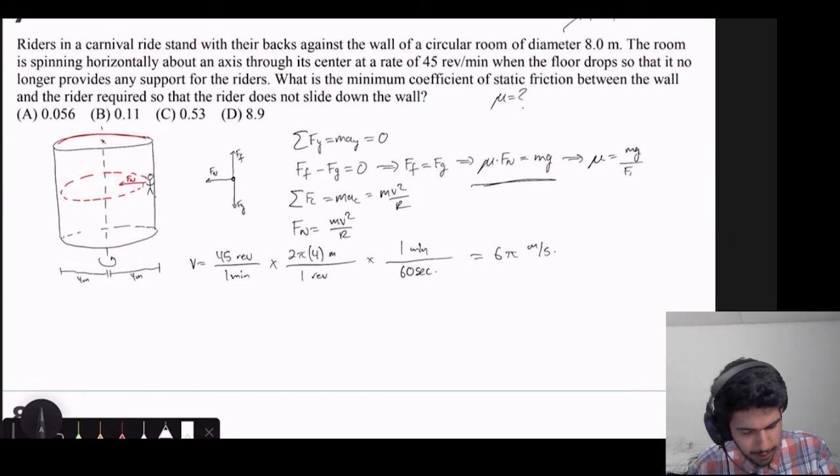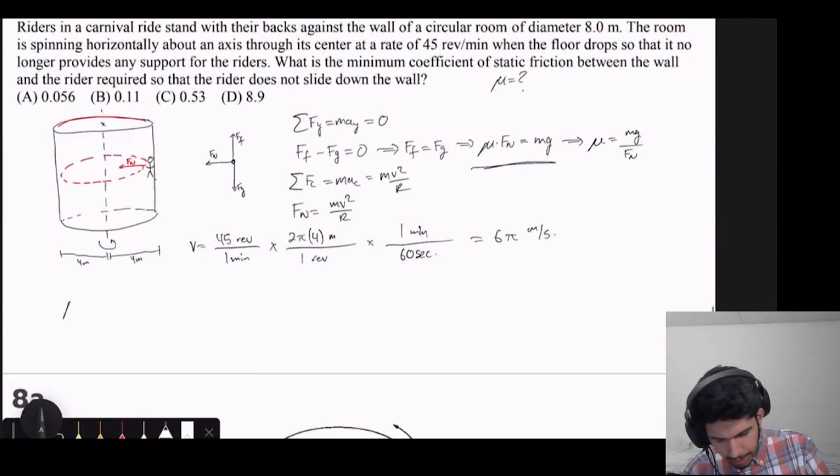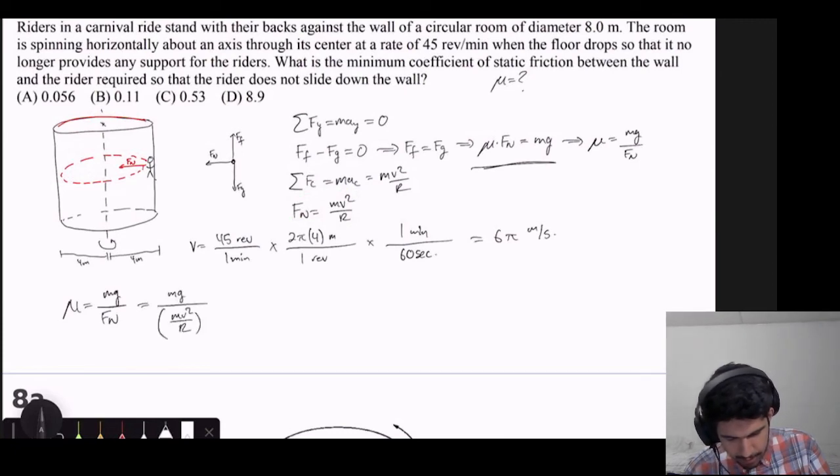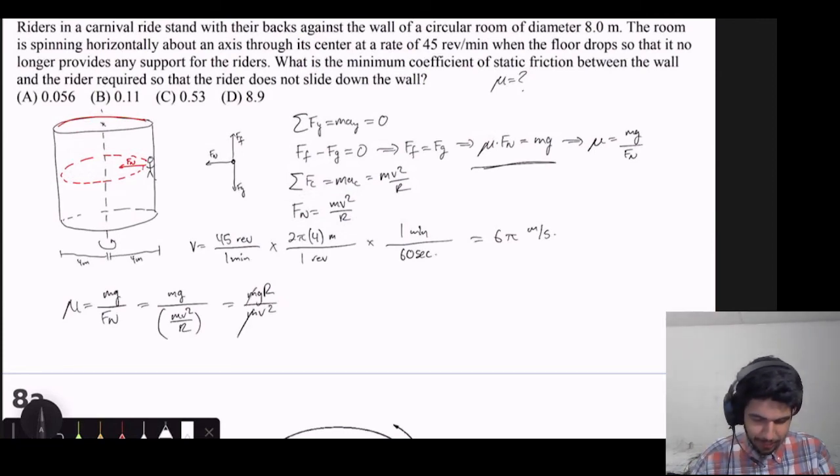Mg over Fn. And now we can make a substitution. We have Fn is equal to this, so we can substitute that in, and we get mg over the quantity, mv squared over r. So that's saying this is equal to mgr over mv squared. Thankfully, the masses cancel. Once again, I was worried about the masses, but they happen to cancel.